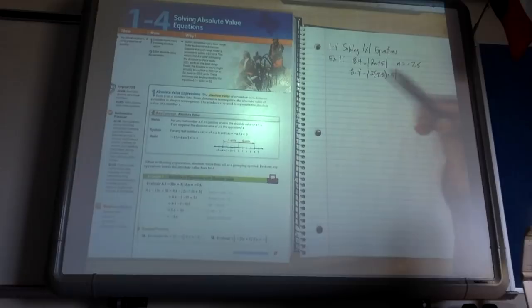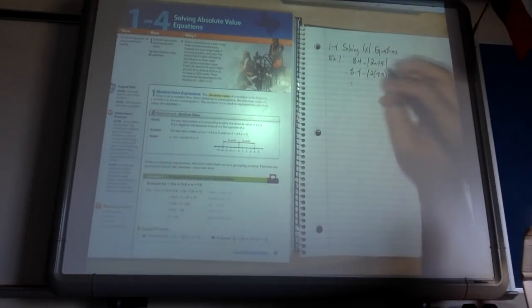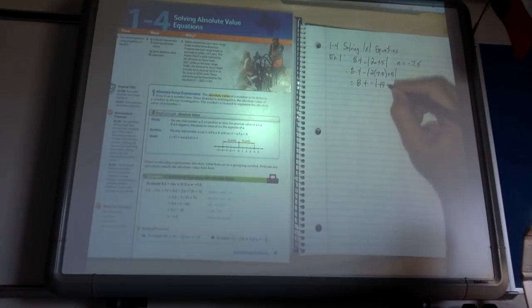And PEMDAS says, hey, go inside. Remember, we treat absolute value like parentheses. Once in there, PEMDAS starts over. When I look in those parentheses, nothing's happening, it's just negative 7.5. So the next thing happening in there is multiplication. I'm distributing that 2 times negative 7.5. You can put the equal signs out front, that's up to you. I've got 8.4 minus the absolute value of 2 times negative 7.5, which is negative 15, and then plus 5.